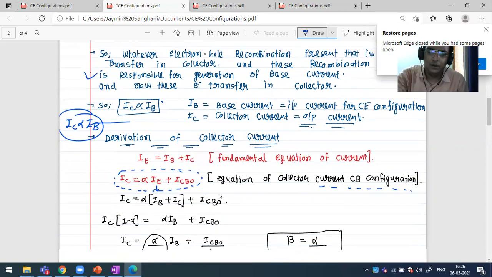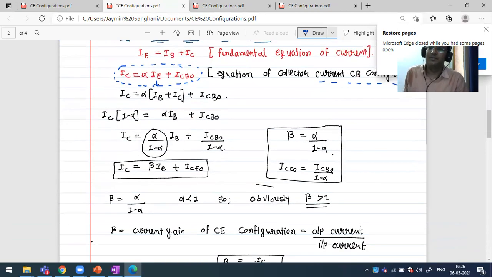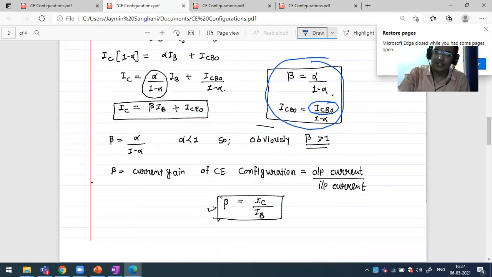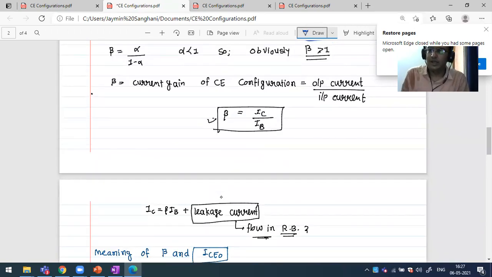So here IC times (1 minus alpha) equal to alpha times IE plus ICBO. So alpha upon 1 minus alpha is known as beta, and ICEO equal to ICBO upon 1 minus alpha. Now see, what is the meaning of ICBO? It is known as the leakage current. And what is the meaning of beta? Beta means current gain, which is output current divided by input current, so IC divided by IB.